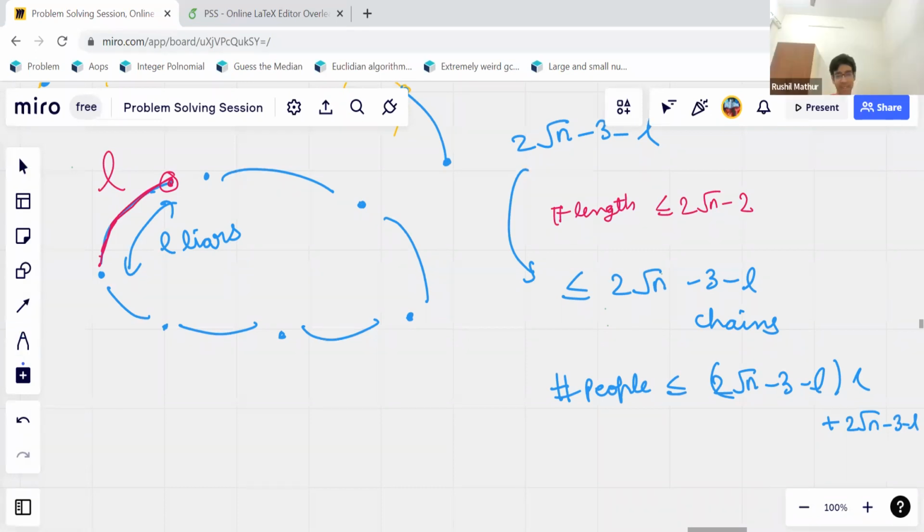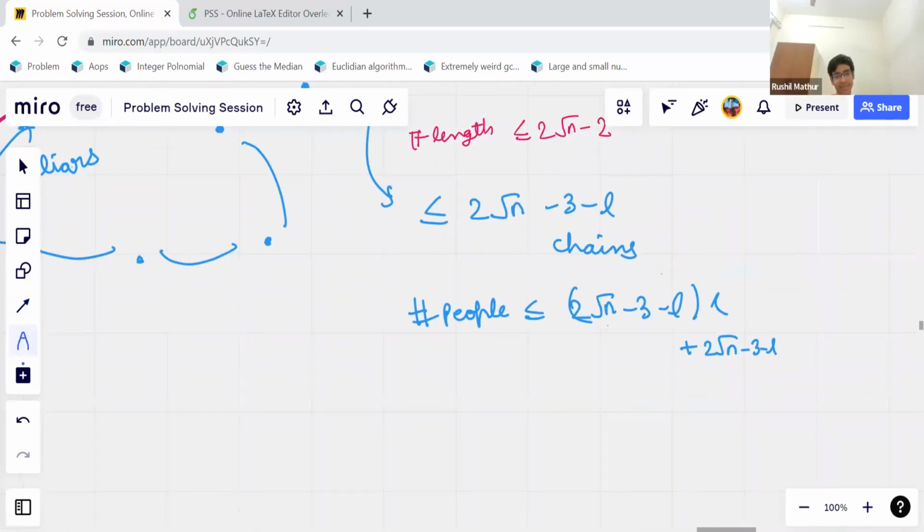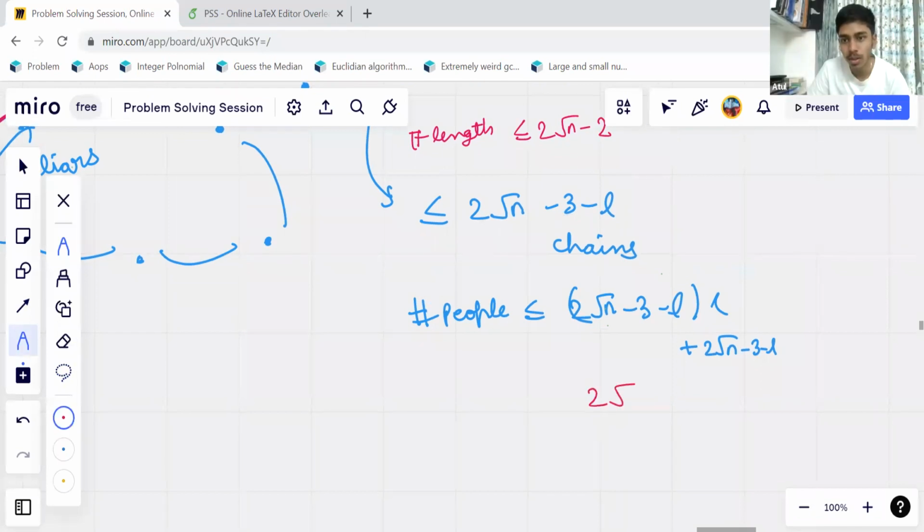Yeah, okay. You just pick L to be root n or something? Yeah. Okay, this is (2 root n minus 3 minus L) times (L plus 1). But the number of people is n. And I guess this inequality will just work out.